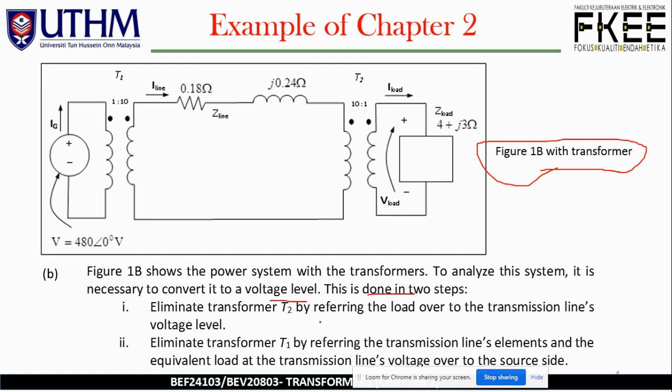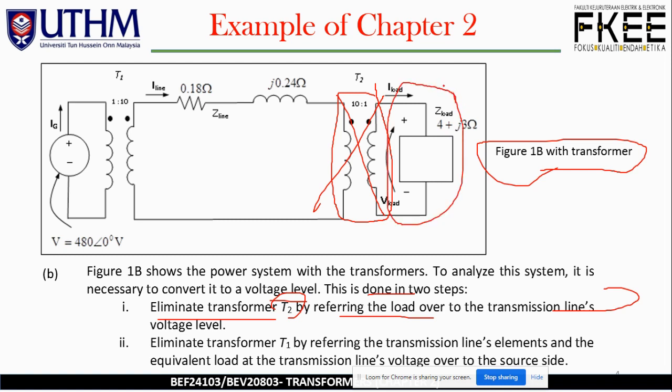This is what I have explained earlier in the subchapter on the Thevenin equivalence of the transformer. The first step is to eliminate transformer T2 by referring the load over to the transmission lines. We try to eliminate T2 here and transfer everything in the load crossing over to the line. So we bring the Z load crossing over T2 and eliminate T2 at the same time, and see what happens to the new Z line as well as the Z load.